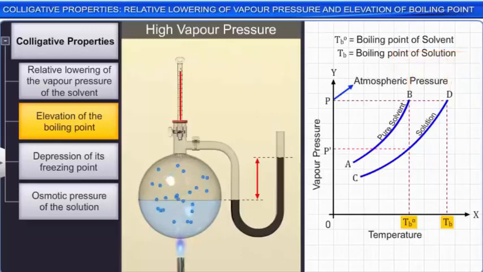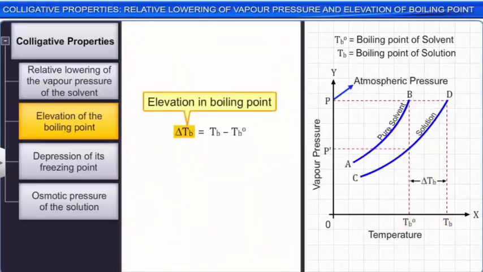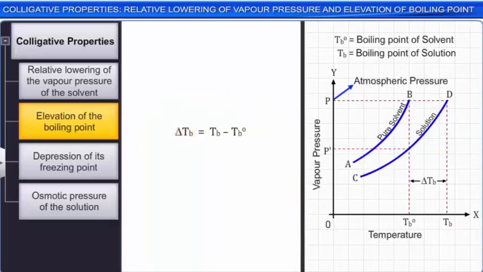The difference, Tb minus Tb naught, is represented by delta Tb and gives the elevation in the boiling point of a solvent in solution. Thus, it can be seen that the boiling point of a solution is greater than the boiling point of the pure solvent. In other words, a solution that has lower vapor pressure needs to be heated to a higher temperature for its vapor pressure to become equal to the external pressure, that is, its boiling point.